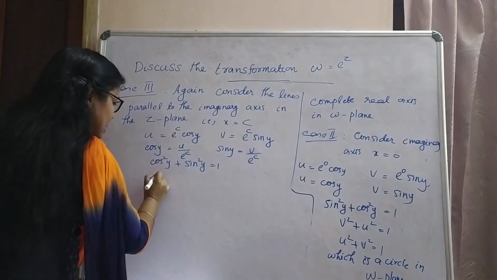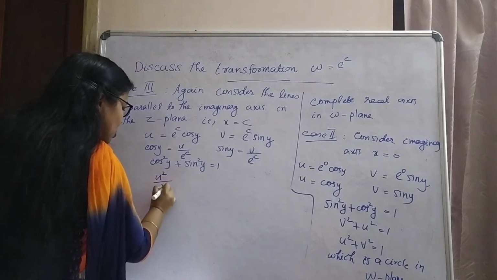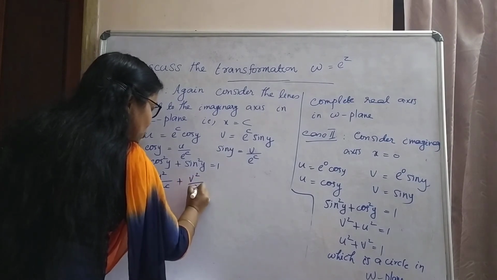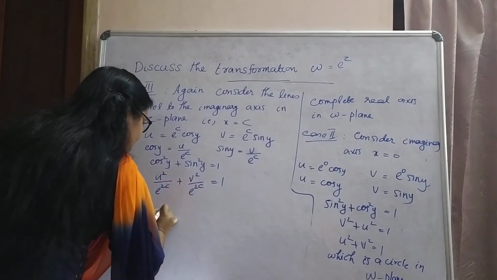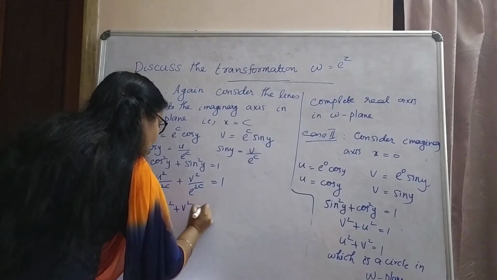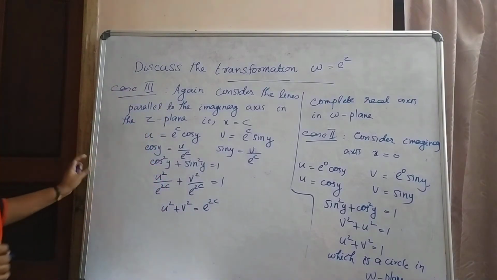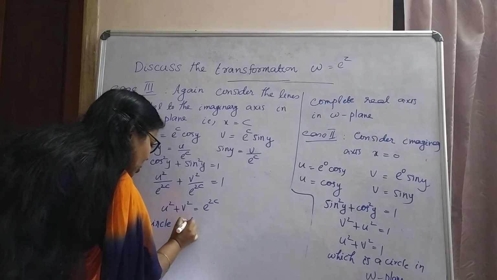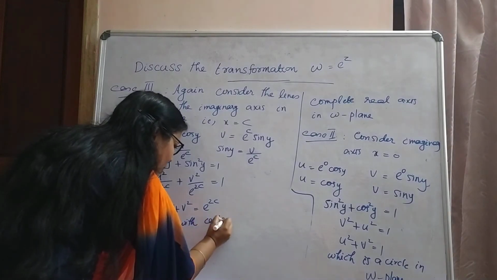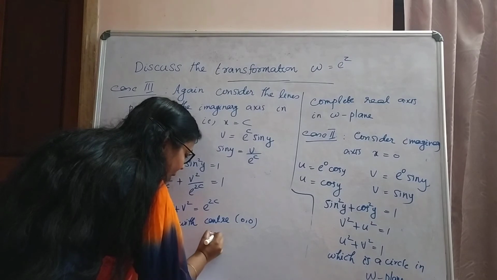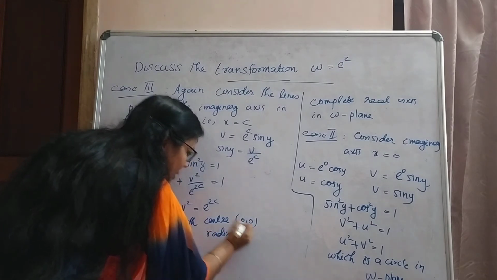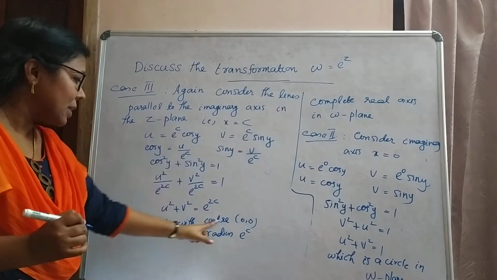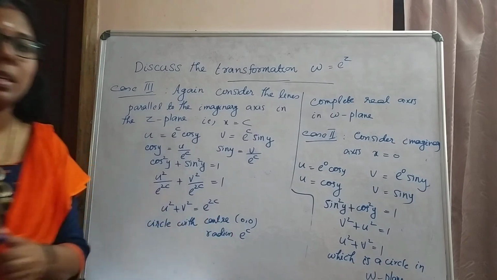Cos square y is u square by e raised to 2c, sin square y is v square by e raised to 2c. Adding, we get 1, which is u square plus v square equal to e raised to 2c, which is a circle with center 0, 0 and radius e raised to c. That is, x equal to c is transformed into a circle with center 0, 0 and radius e raised to c.